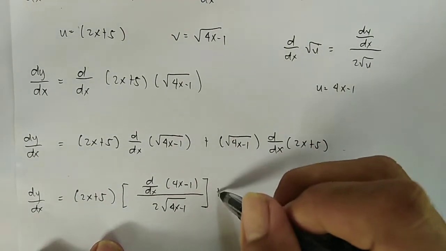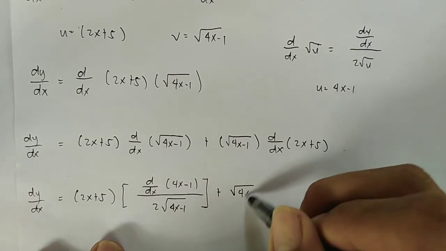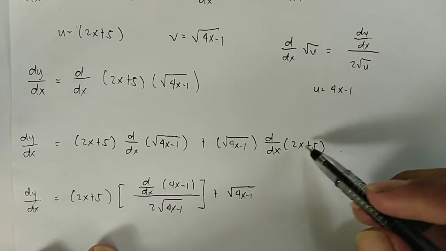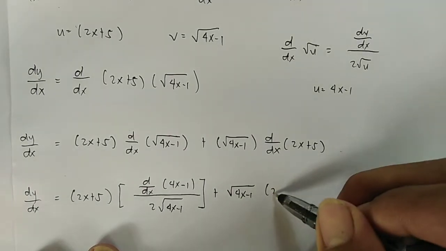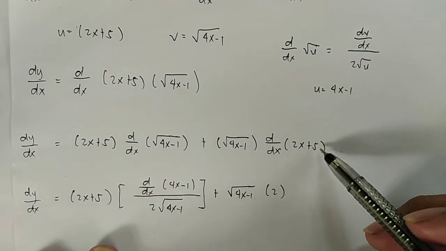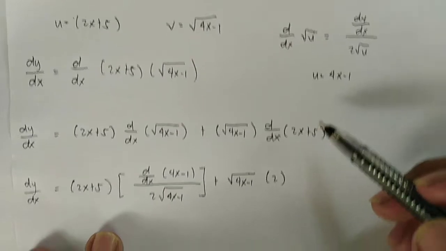Then plus. Sa kabila naman, kopyahin muna natin yung square root of 4x minus 1. Then derivative of 2x plus 5, yan ay 2 lamang. So derivative of 2x is 2, plus derivative of 5 is 0. So 2 plus 0 is 2. So derivative of any constant is 0. Kaya 2.